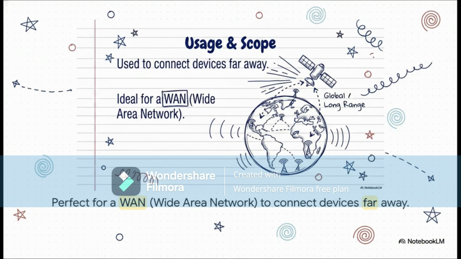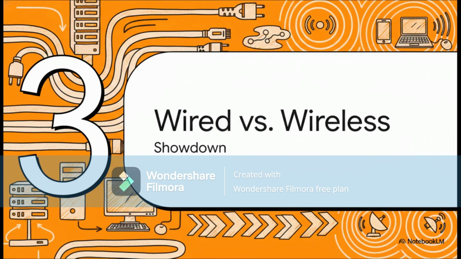But the massive benefit of going wireless is the range. It's absolutely perfect for connecting devices that are really far apart. We're talking about connecting entire cities or even different continents using satellites. This is what we call a WAN, or a wide area network, and it's where unguided media is the undisputed champion. Okay, let's get serious for a minute.